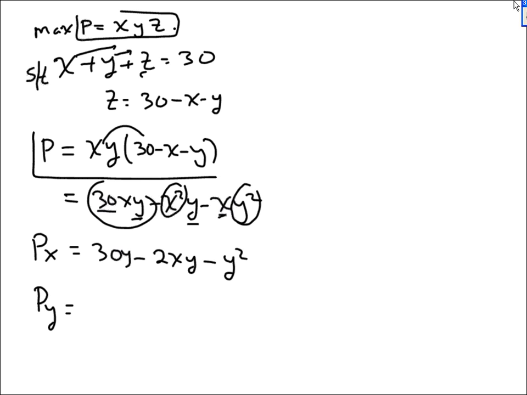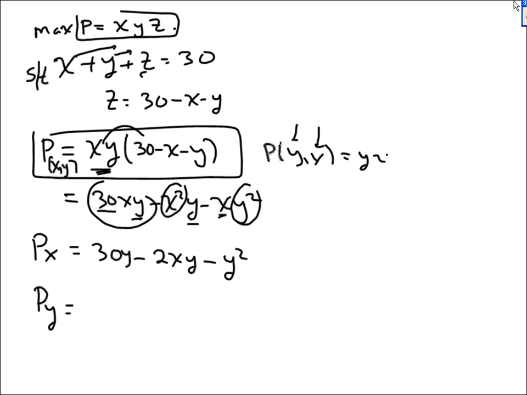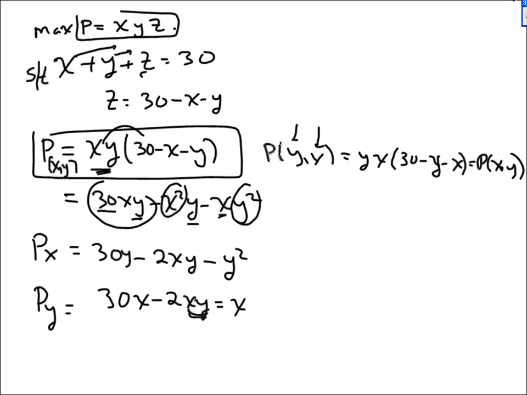Now look at p. Is it symmetrical between x and y? If I interchange x and y, right now that's p of xy. What's p of yx? Wherever you see x, put y, wherever you see y, put x. This will give me yx times (30 minus y minus x). But that is p of xy. That is, the partials will be symmetrical. Just interchange x and y.